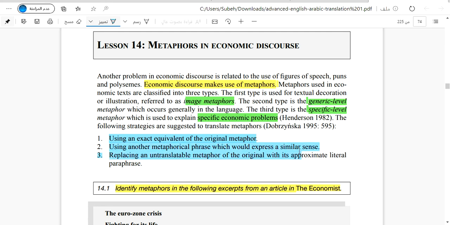Two, using another metaphorical phrase which would express a similar sense. Number three, replacing an untranslatable metaphor of the original with its approximate literal phrase. Usually this is the last choice. If you have a very difficult, complicated metaphor which you cannot translate, or for which you cannot find a target equivalent metaphor, then search for a paraphrase for this metaphor, an approximate literal paraphrase.